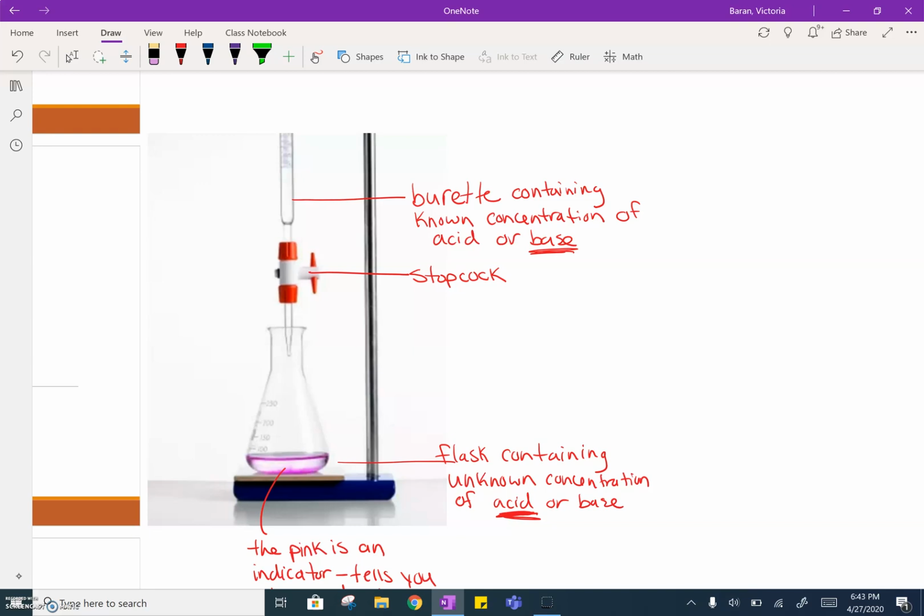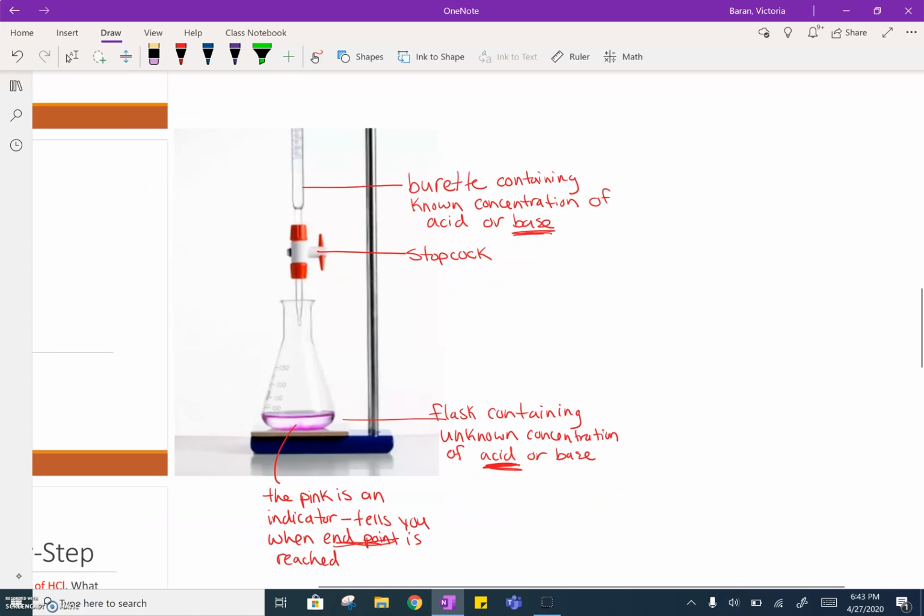So you slowly release that base, which you know the concentration of, into the flask to neutralize the unknown concentration of acid. Now the thing is you know how much of the known concentration of base that you're adding. You also know its concentration, and you knew the volume of this before you started. So using all those pieces, you can determine the concentration of the unknown, which in this example is the acid.